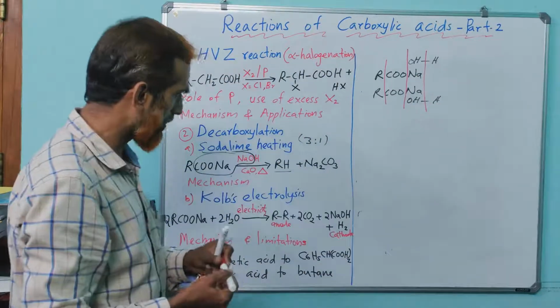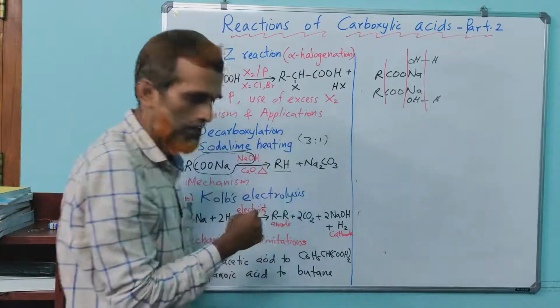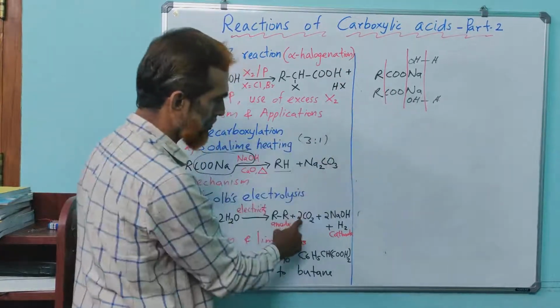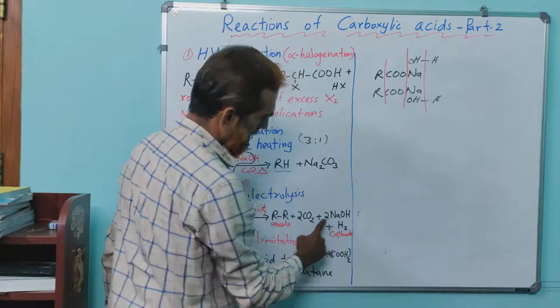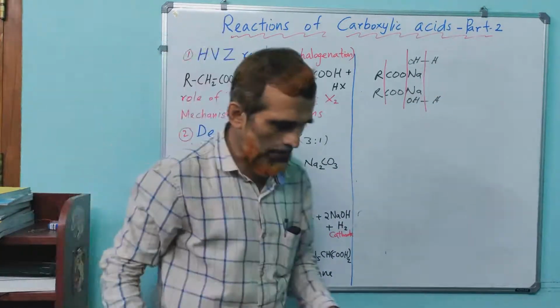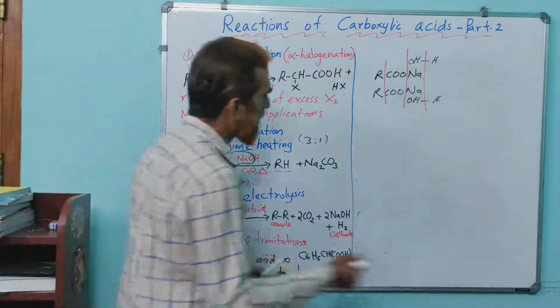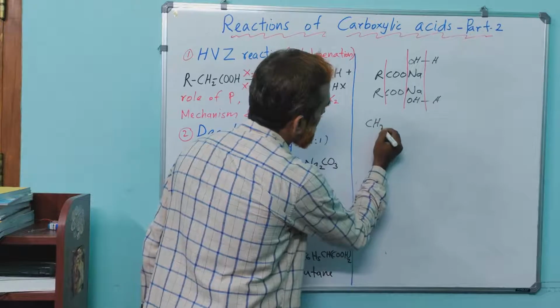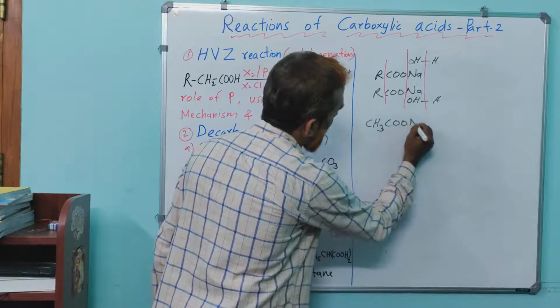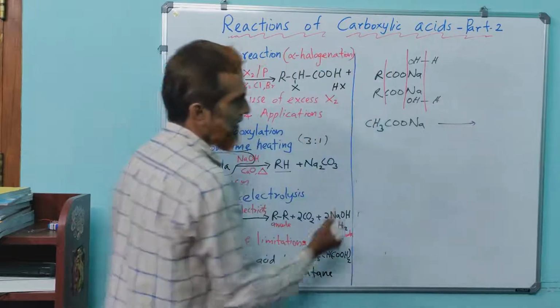See, what you get? You get RR, that is an alkane, a saturated hydrocarbon, then 2 molecules of CO2, 2 molecules of NaOH and 1 H2. Correct? This is understandable. Now we can take a specific example. For example, if you are taking sodium acetate and carrying out this electrolysis, what do you get?